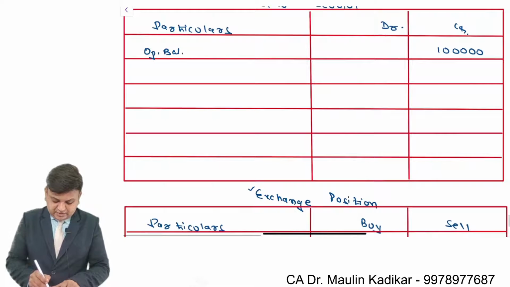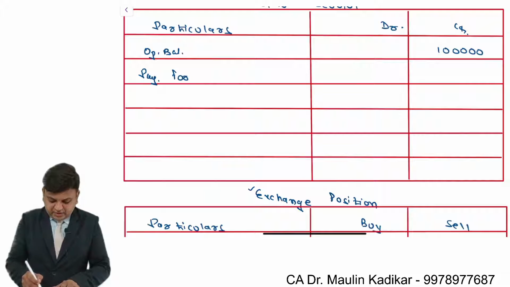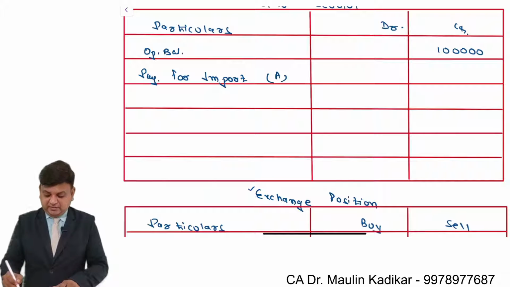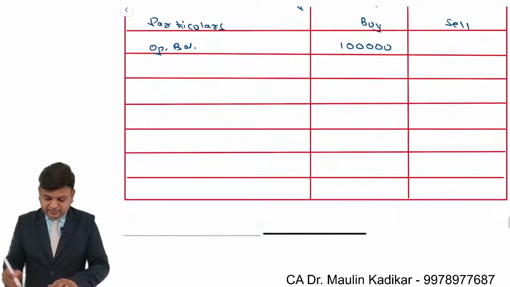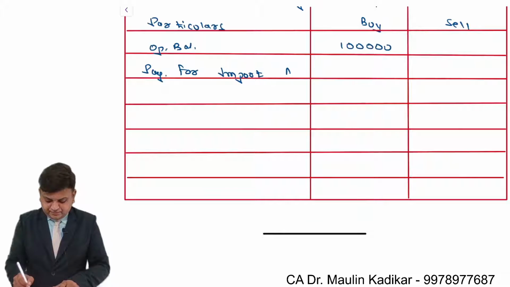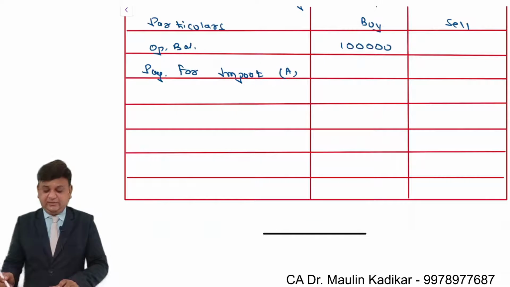So here, payment for import, in bracket I am writing A Limited, an amount of 25,000 US dollar. Again over here, payment for import, in bracket I am writing A Limited, that is an amount of $25,000.